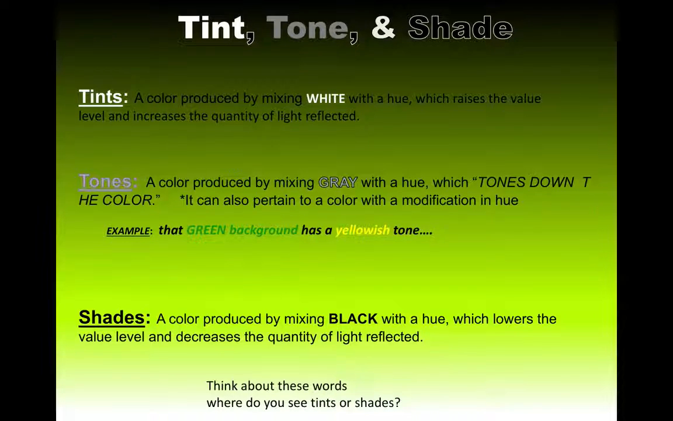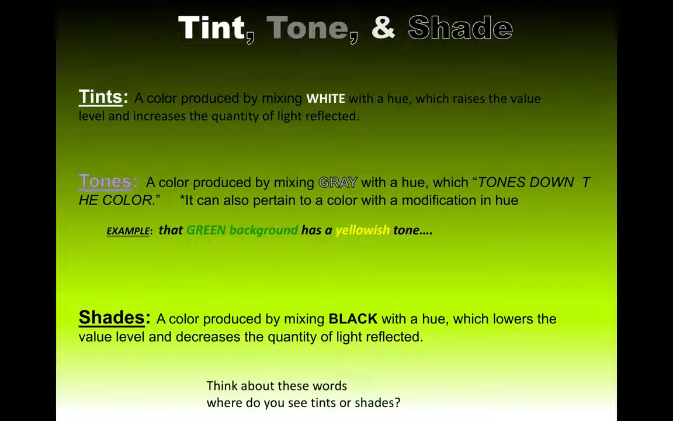Well, that green background has a yellowish tone, and if you look at the background, it's more of a pea green. It's not really green, it's not really yellow, but it's that greenish yellow background. We can also see shades then on the next term, and this is mixing black with that hue, and it lowers the value level, and it decreases the quantity of light reflected. It's making it darker. So if you look at the bottom of the slide, how the green tone or green hue is being toned down, it's getting into a tint at the bottom, turning to white. And at the top of the slide, we see it going dark. So we see shades, tints, and tones.